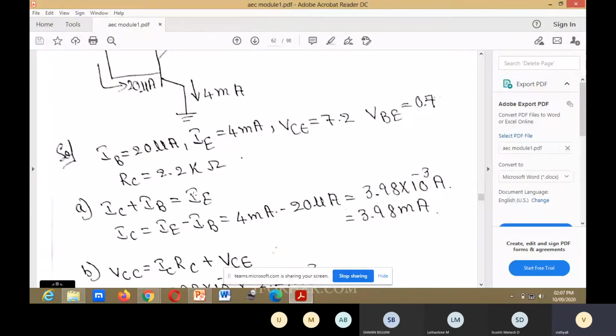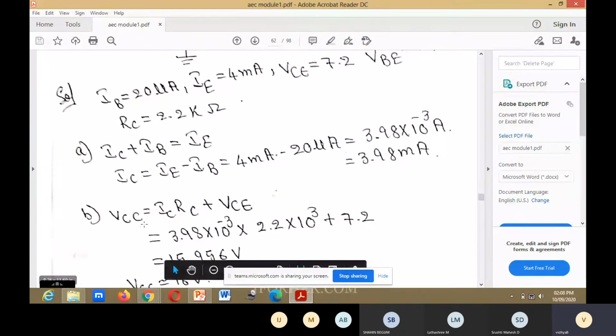What is IE? IE is equal to IC plus IB. We know the value of IE and we know the value of IB, but we need to find out IC. IC is equal to beta into IB, but we don't know the value of beta. So the alternate formula is IE is equal to IC plus IB, so IC is equal to IE minus IB. IE is 4 milliamps minus IB value 20 microamps. If you solve that, you will get 3.98 into 10 to the power of minus 3 amps.